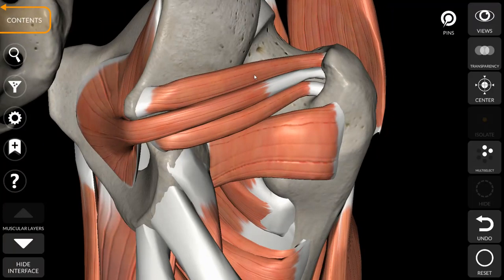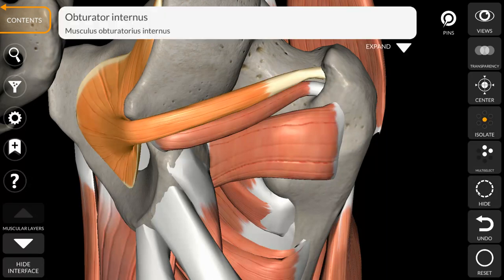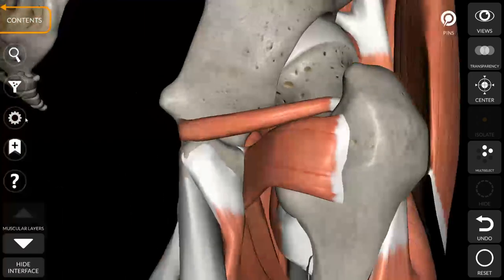Okay. Next, I remove your superior gemellus. Now we go into these obturator muscles. This obturator muscle basically, all right, class. I remove this obturator muscle first.